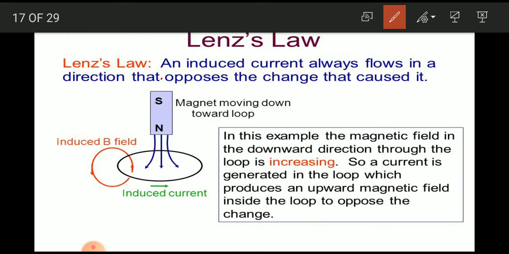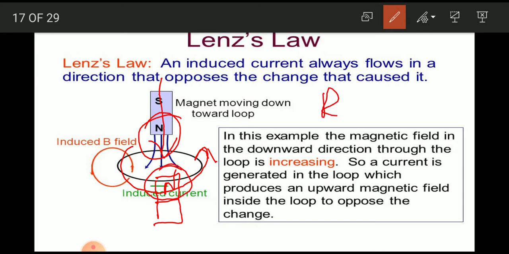For example, this magnet is given movement in this direction. So the induced EMF will be produced in this direction. When the induced EMF is produced in this direction, a magnetic field is developed due to the induced EMF, whose north pole is facing the north pole of the magnet, which repels the magnet.